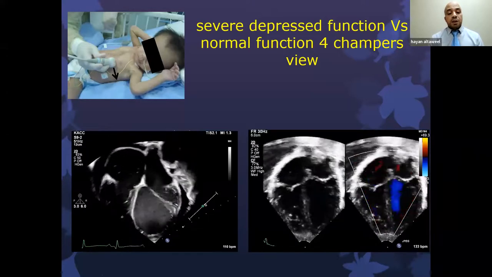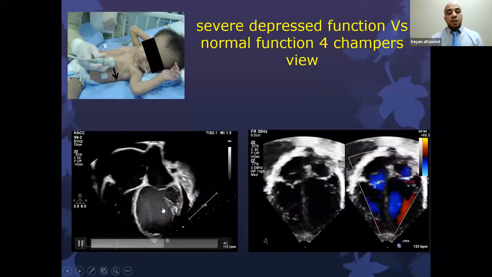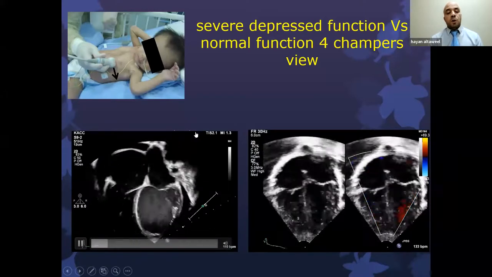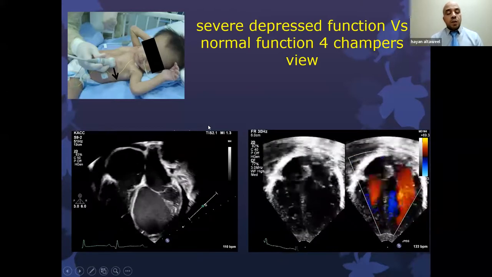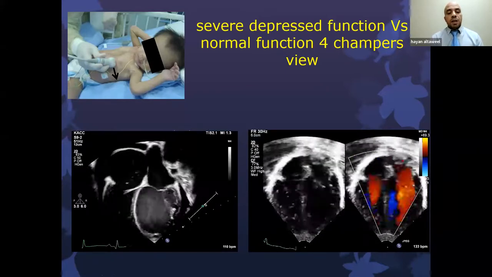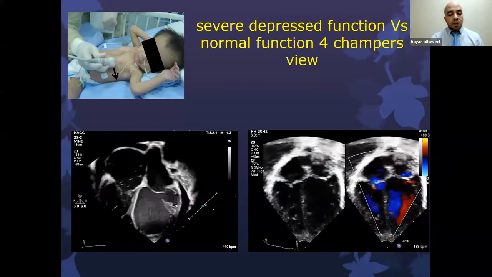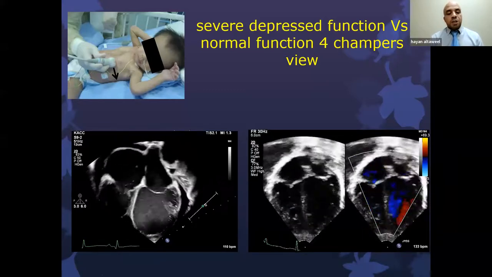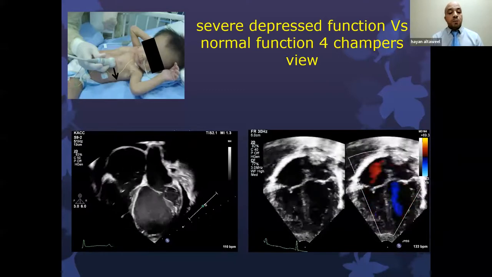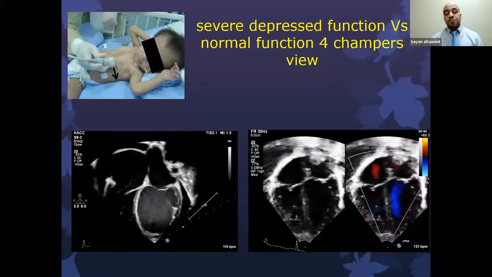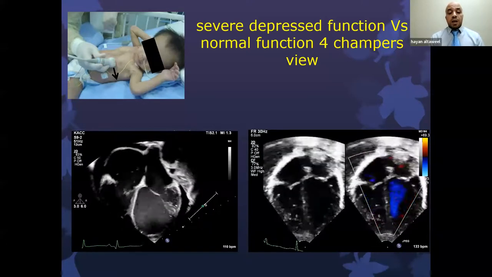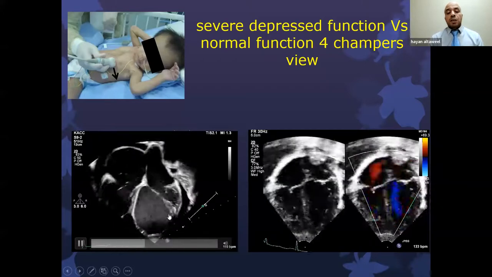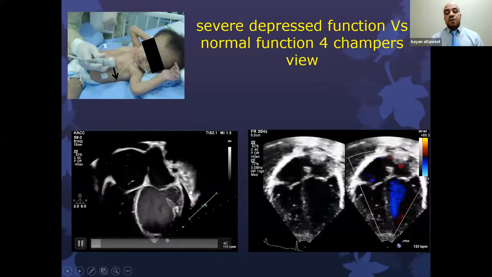Plus, if you notice with me, this shadow moving inside the left ventricle is called spontaneous echo contrast, telling you that the movement of blood in this ventricle is very slow. So this patient will be at very high risk of thrombosis and will need anticoagulation. Plus, you can see here some pleural effusion, telling you that this patient is in severe heart failure.